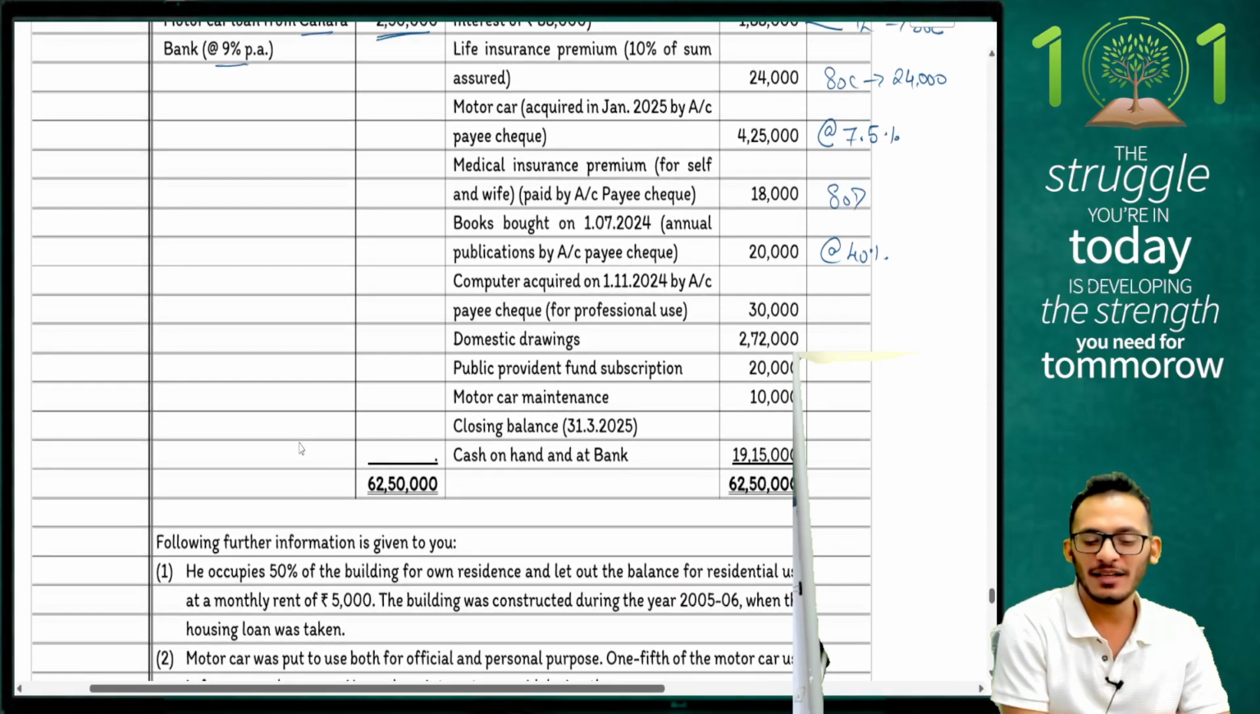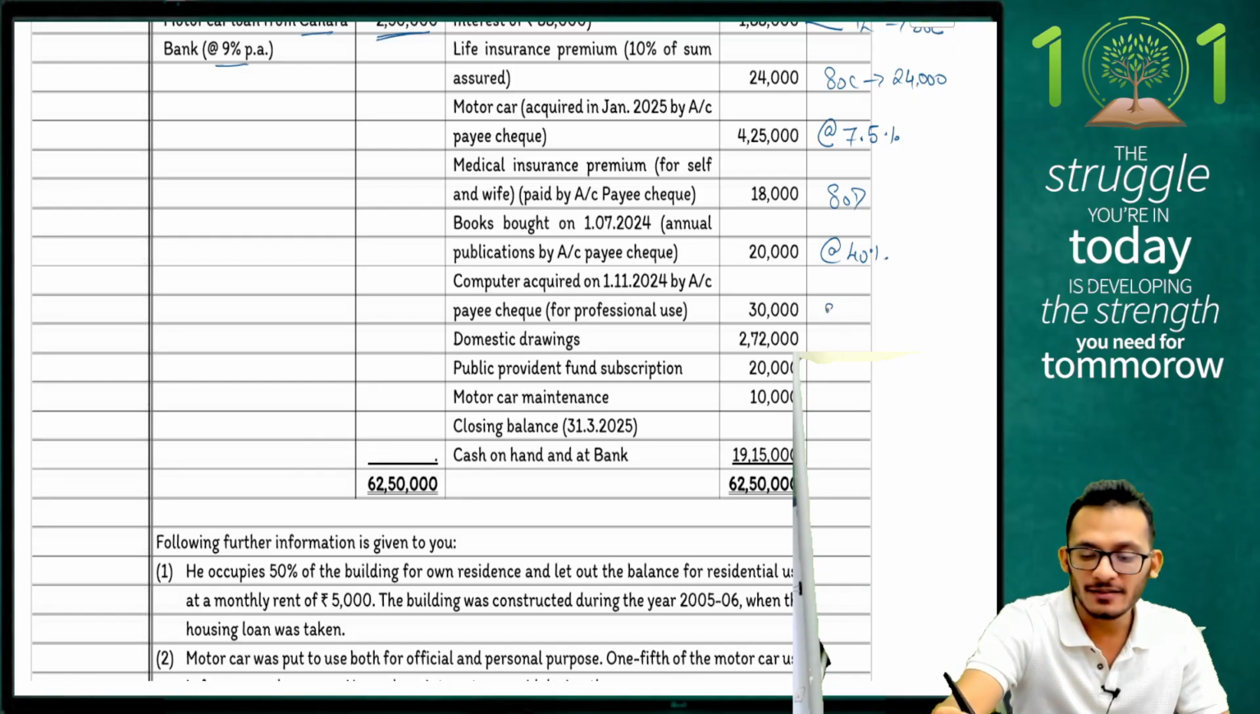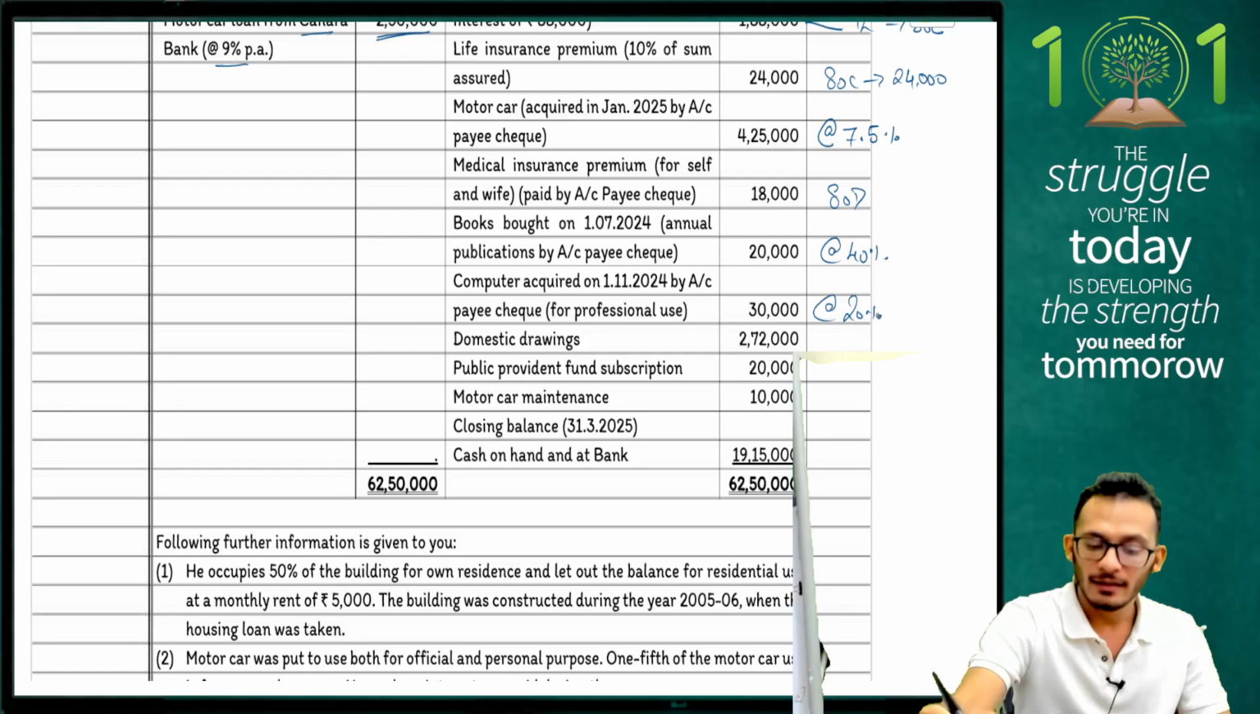Computer acquired on 1st November 24 by account payee cheque for professional use. Claim 20% because it was put to use for less than 180 days. Domestic drawings.